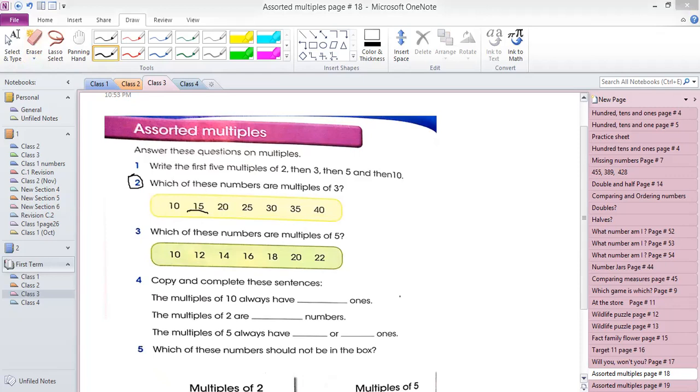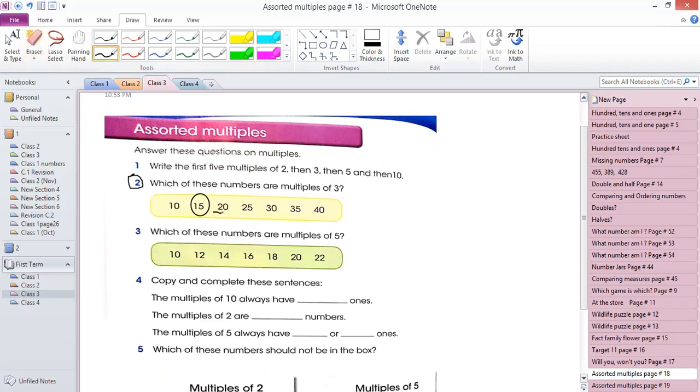Yes. That's very good. Ali Nizar, I will upload it in the class course material. You can download it from there. So 15 is a multiple of 3. That's why you are going to circle it. This is the answer, 15.